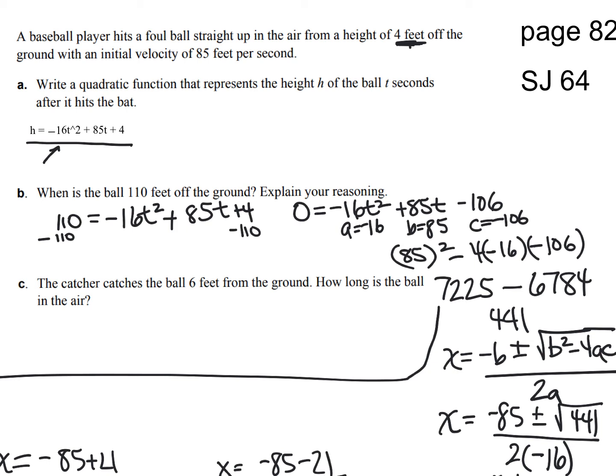Okay, so negative 85 plus 21 is negative 64, divided by negative 32, and that is going to be 2. And then negative 85 minus 21, I think that's negative 106, divided by negative 32. That's 3.31.